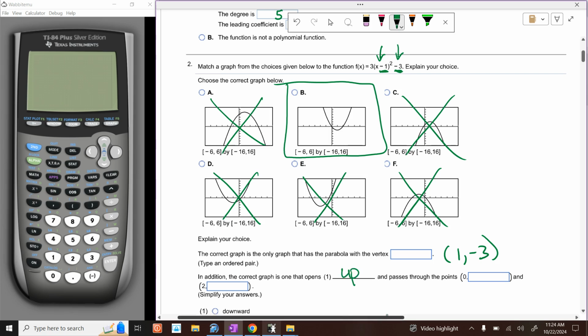And it passes the points 0, 0. Well, if you put in a 0 here, 1 squared is 1. 3 minus 3 is 0. So it passes through 0, 0. Also looks like it passes through 2, 0. So if we test that, 2 minus 1 is 1. 1 squared is 1, and so on. So it passes through 2, 0 as well. Okay?